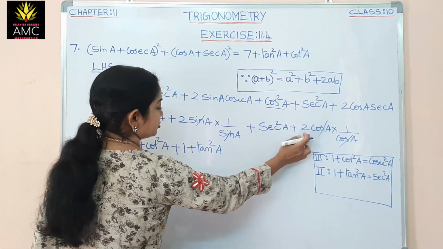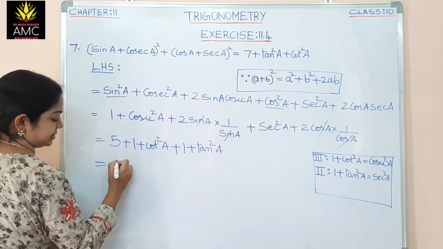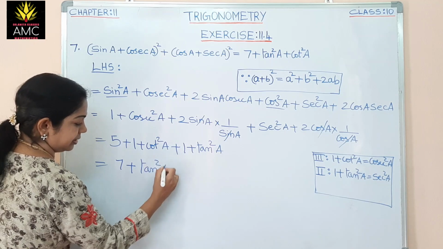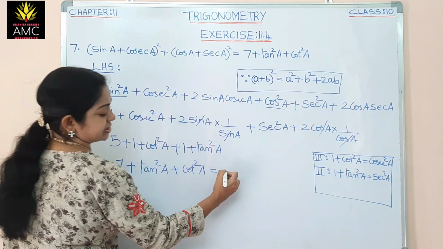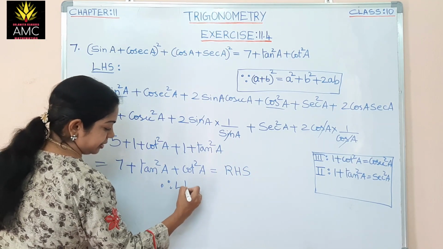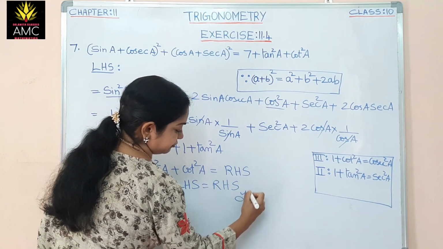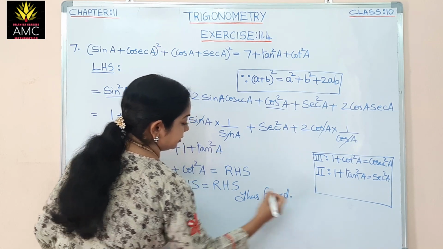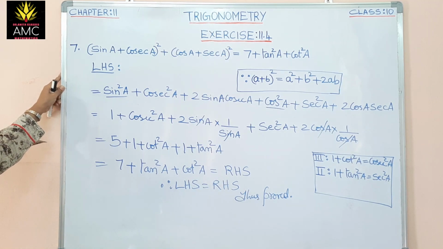Now here 2 and 2 and 1 is 5. So this comes to 5 plus 1 plus 1, that is 7, plus, let me write it in order, tan² A plus cot² A. This is the RHS part. So, hence proved. Therefore, LHS is equal to RHS. Thus proved. Right, we have used all the three identities. Quickly pause the video, note it down or take a screenshot.